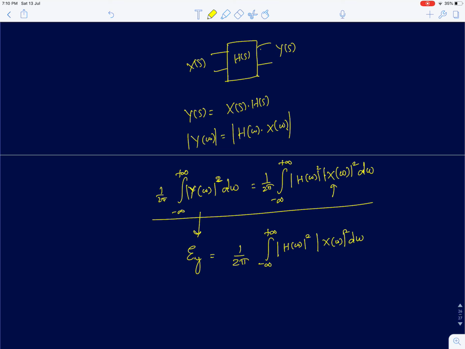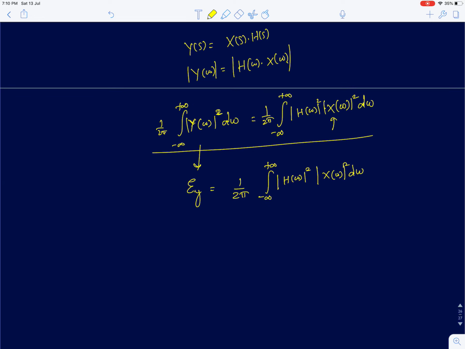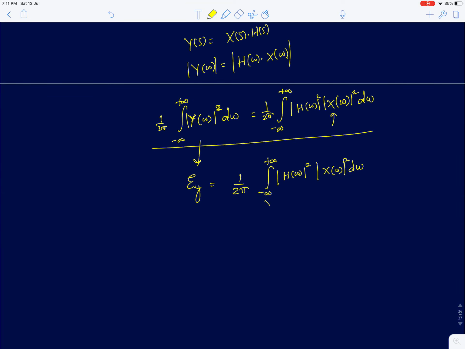squared d omega, okay. Now this result, we can intuitively see that at every value of x of omega, I am multiplying by mod of h of omega the whole square. Now assume that, first let's show that I am feeding a DC input, meaning x of omega exists only for one frequency, okay. X of omega exists only for one frequency.